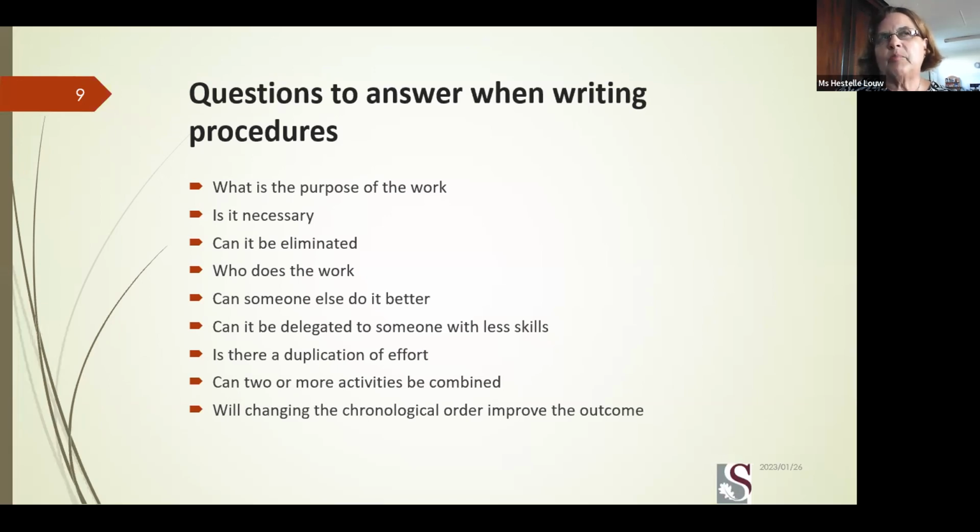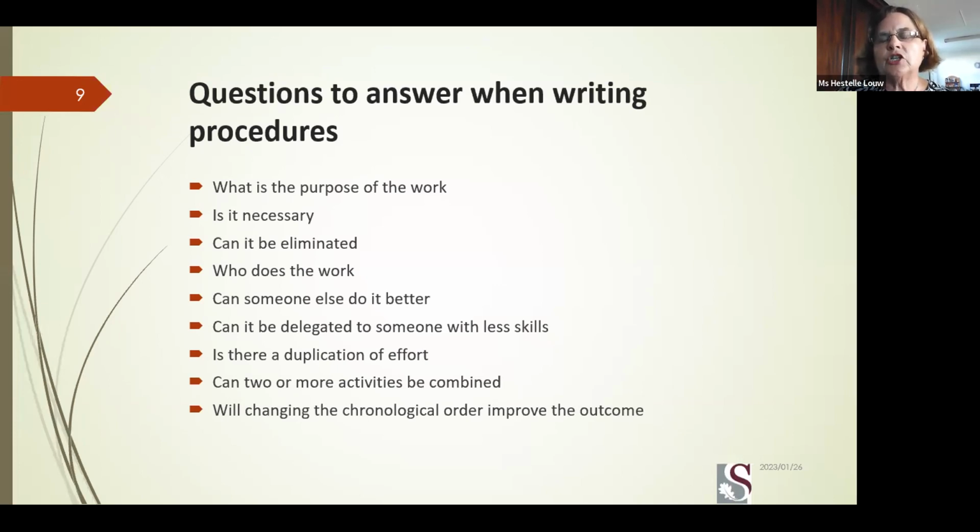But it depends on what type of SOP you are going to create, because you can't always just delegate it to anybody. So you must make sure that you can delegate it to a person with less skills, or if you're not sure, then you can't do that, and then you must create it.